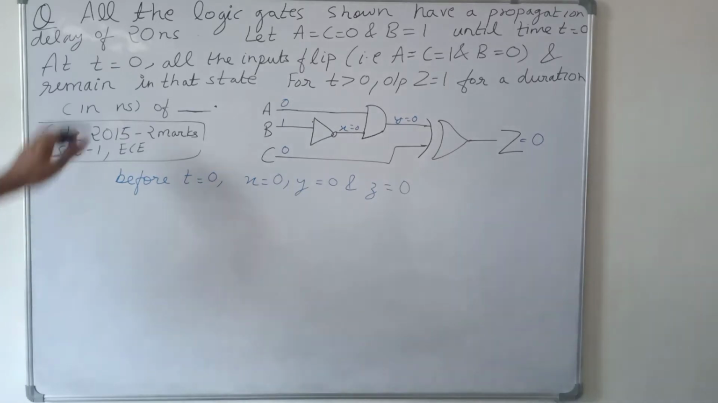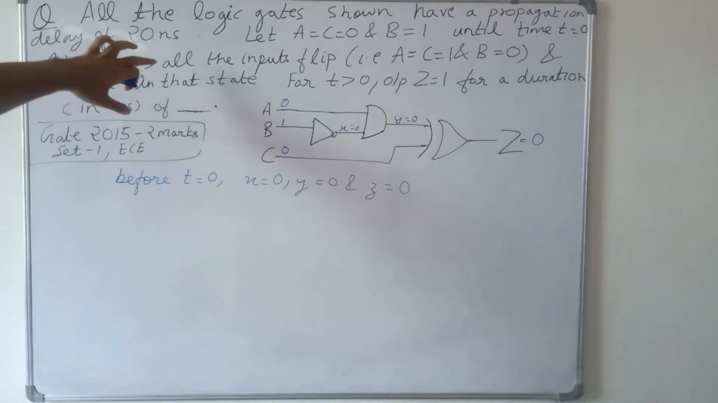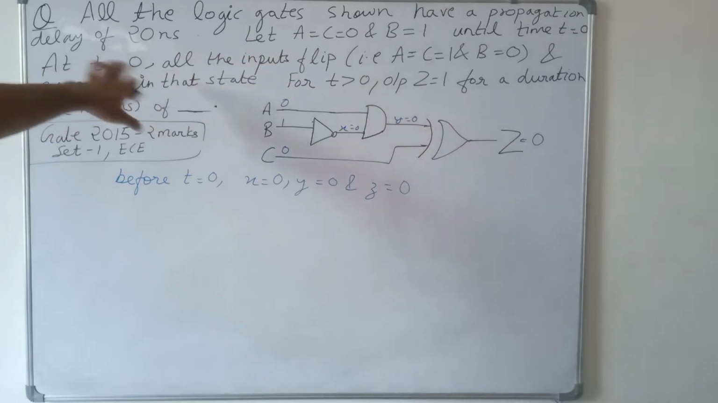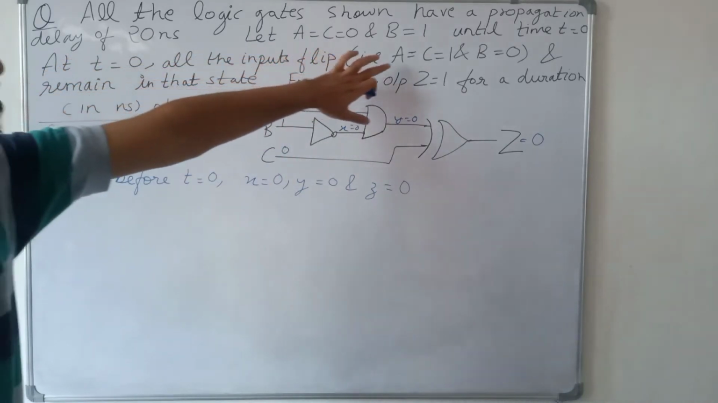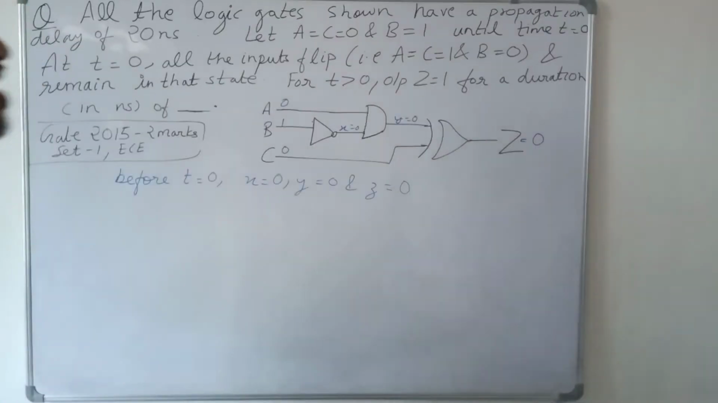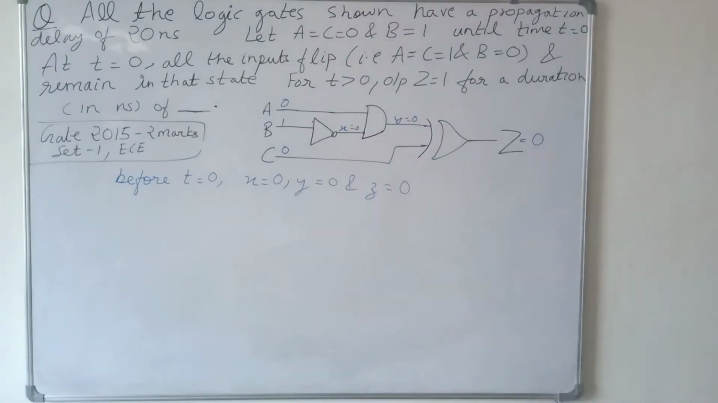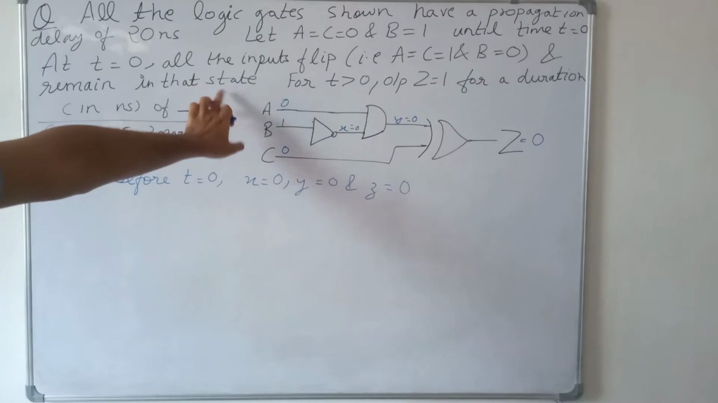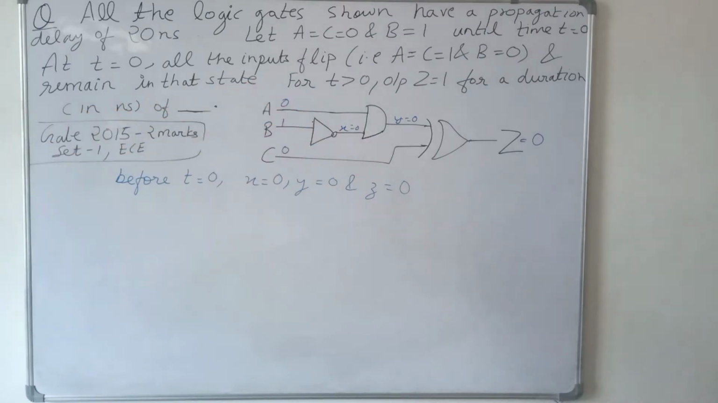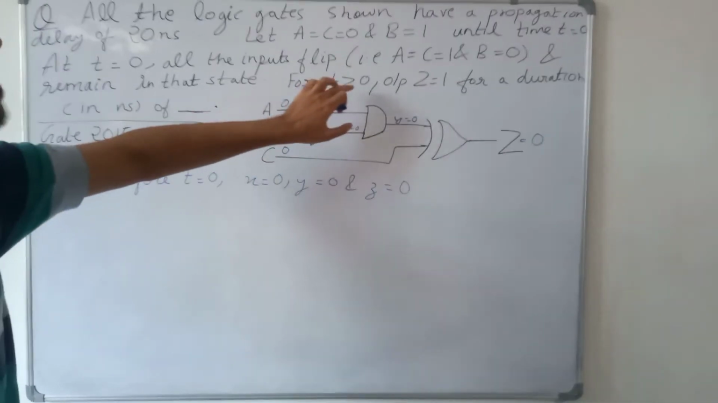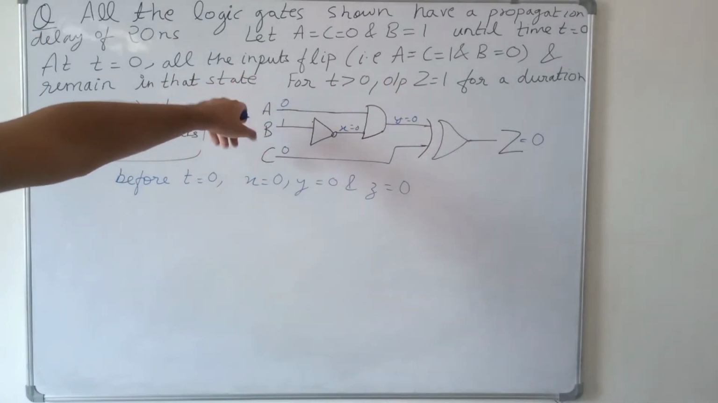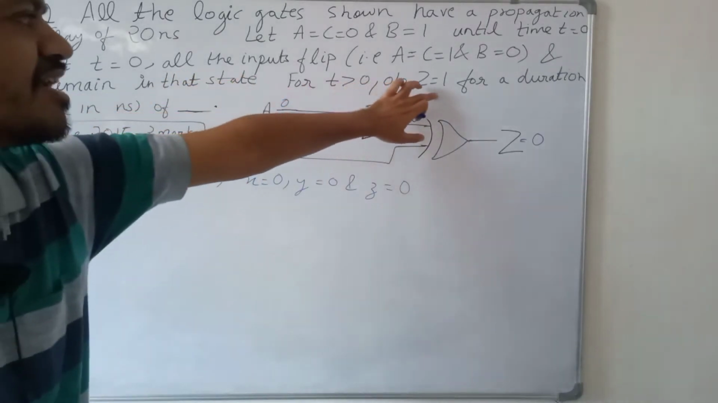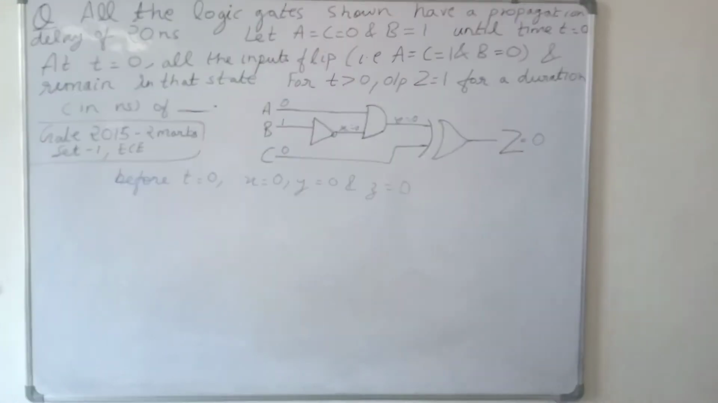At time t equal to 0 all the inputs are flipped. That is, A and C become 1 and B becomes 0, and after they are flipped they remain in that state. We have to find for how long the output Z will remain equal to 1 after t greater than 0.